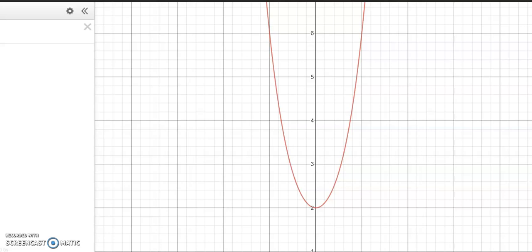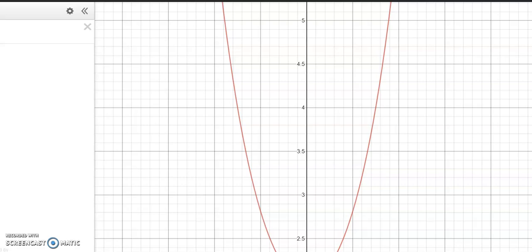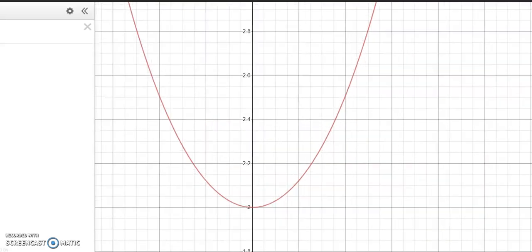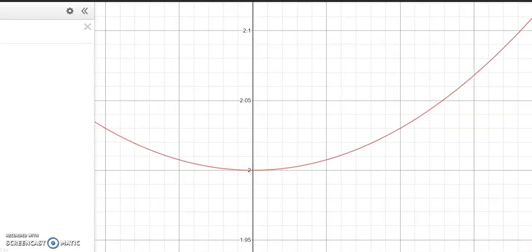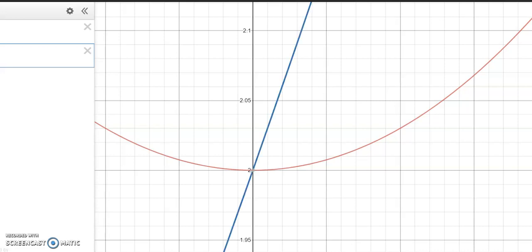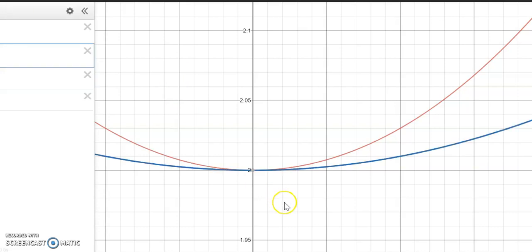And what I see is something that looks like a parabola, but if I zoom in really close, something kind of interesting happens. Where my vertex is supposed to be, I definitely still have a vertex, but compared to a parabola, x squared plus 2, as opposed to a parabola that's been shifted up 2, this has kind of a different shape to it.